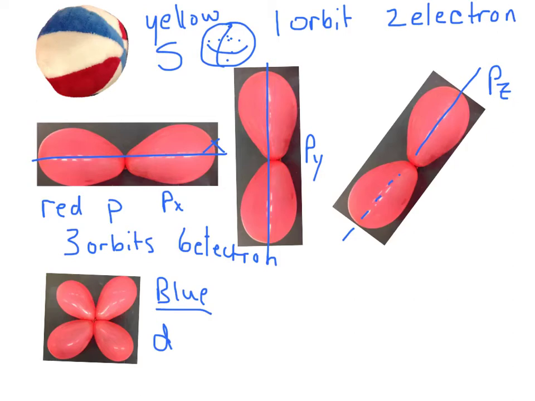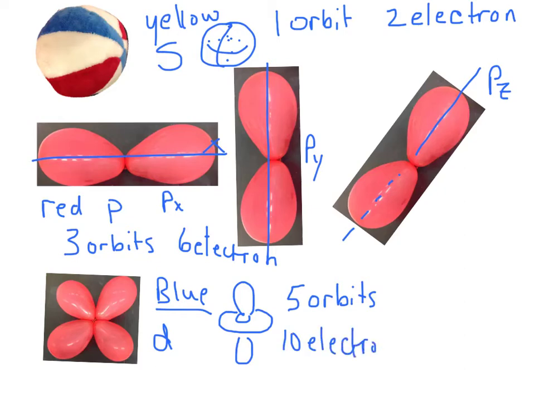The D is basically a cloverleaf pattern for 4 of the orbitals, and the 5th one looks like the P a little bit, but it has a donut around the center. Okay, sort of funky looking. So this one has 5 orbitals, and it can hold 10 electrons.